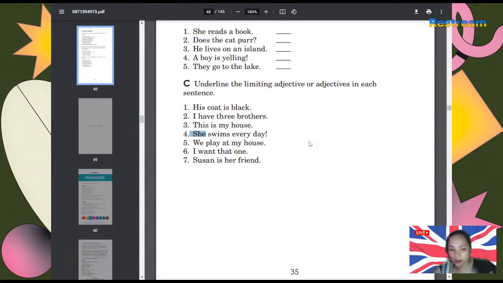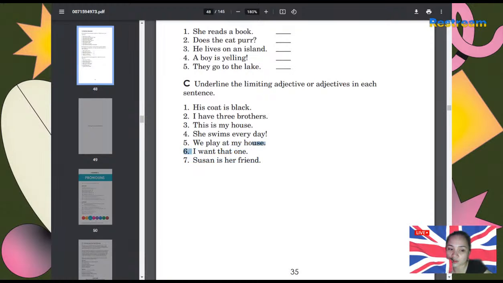Good job. Next, for number five, we play at my house. We play at my house. What is the limiting adjective here? The limiting adjective here is my, like in my house. Same thing, right? Okay, second to the last.